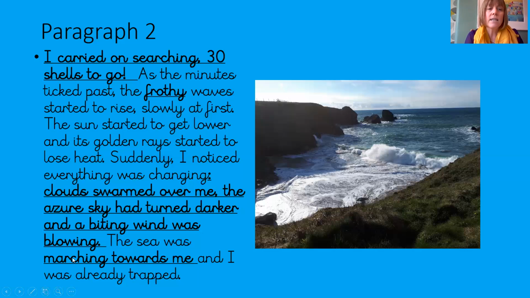And finally, "the sea was marching towards me, and I was already trapped." So the writer has used personification again. So they've turned the sea into something with human characteristics. The sea is marching towards me. It's like it's trying to take Cherry prisoner. And we know that it does end up trapping her on the beach.